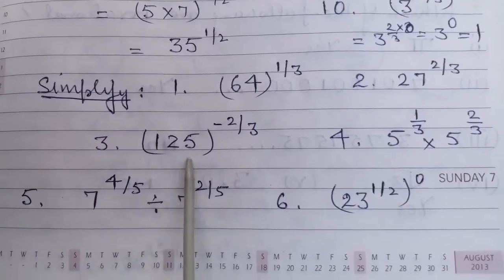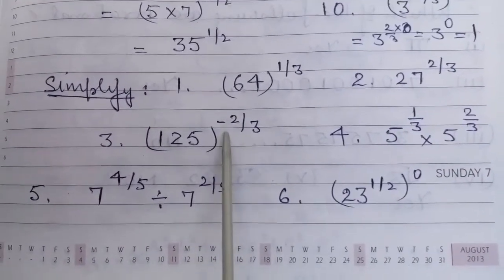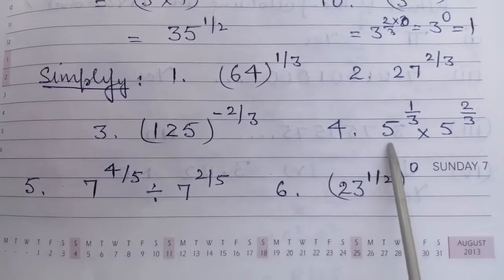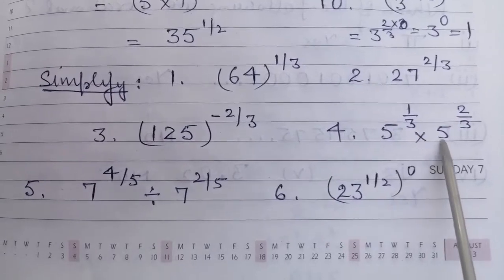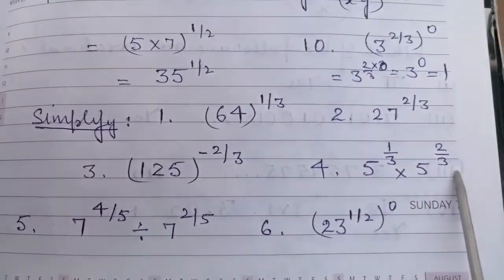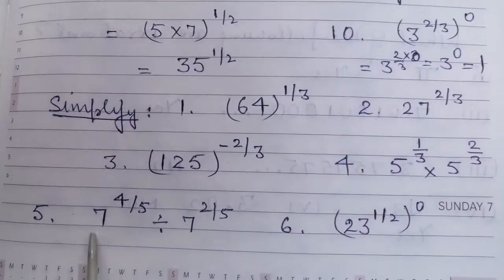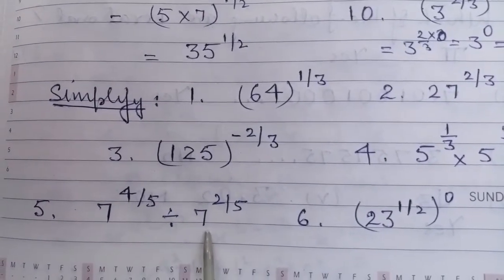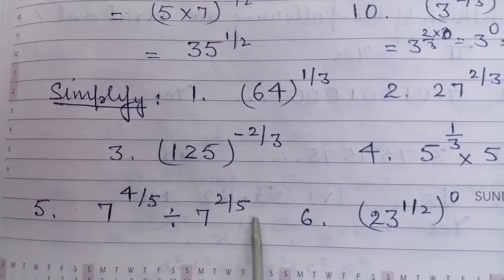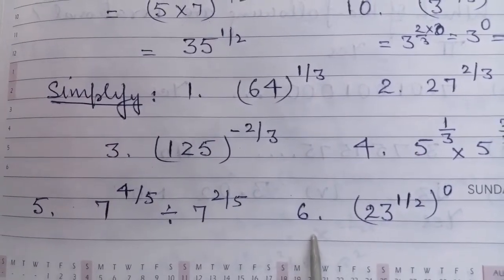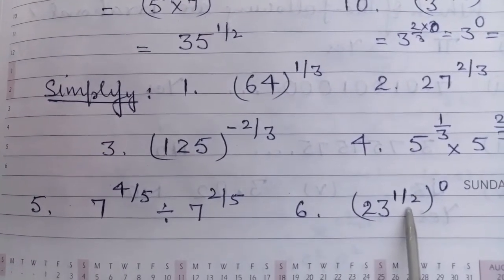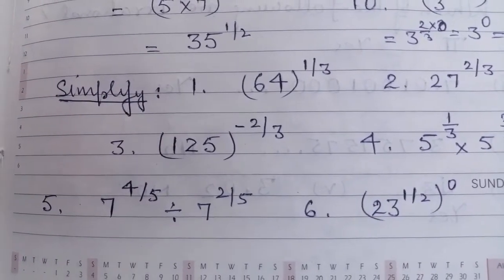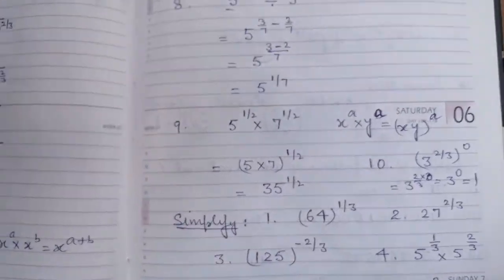Third, 125 raised to power minus 2 over 3. Fourth is 5 raised to power 1 over 3 multiplied by 5 raised to power 2 upon 3. Fifth question is 7 raised to power 4 upon 5 divided by 7 raised to power 2 upon 5. And last and sixth one is (23 raised to power 1 over 2) whole raised to power 0. So these are all questions based on whatever we have done today. Now we move ahead.